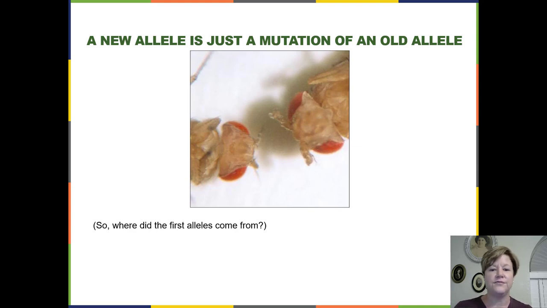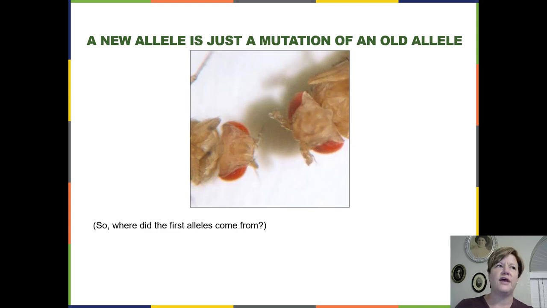Now, we don't know where the first allele came from. So that starts to be a chicken and an egg problem. But at some point when there was an allele that all the organisms had, then a new allele would just be a mutation of the original allele. And then at that moment, there are two alleles possible. Typically, we don't worry about new alleles unless they start to become passed on to enough individuals in the population that they are significantly represented in the group.